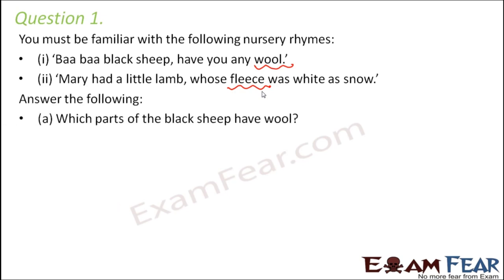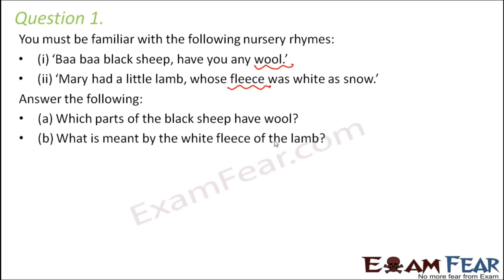Now there are a few questions for you. Which parts of the black sheep have wool? By now, I think we know this. The outermost covering. A sheep has a woolly covering outside its body. Basically on the skin, they have hair all over their body. So how do we get wool from the sheep? The entire woolly covering along with a very thin layer of skin.